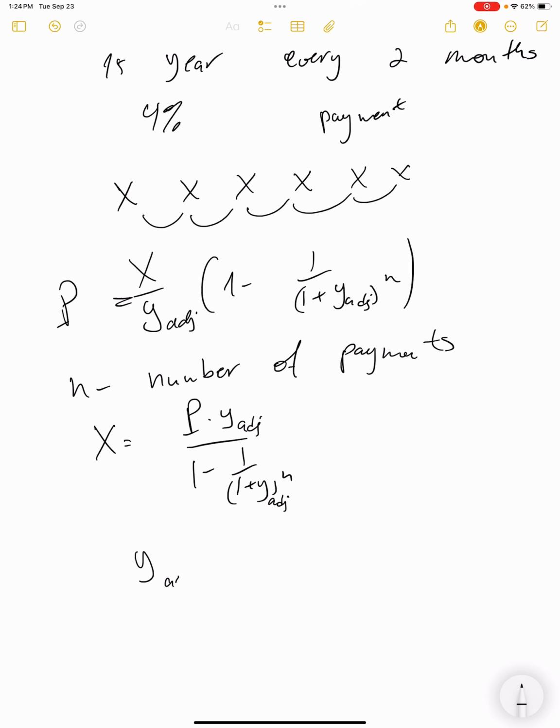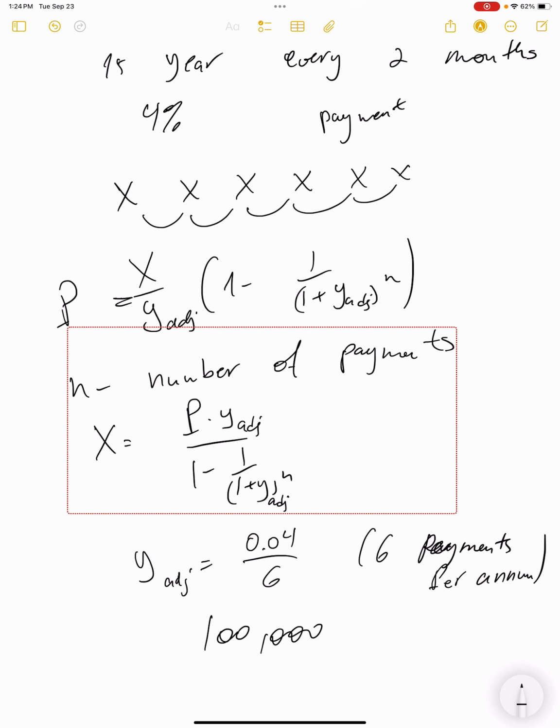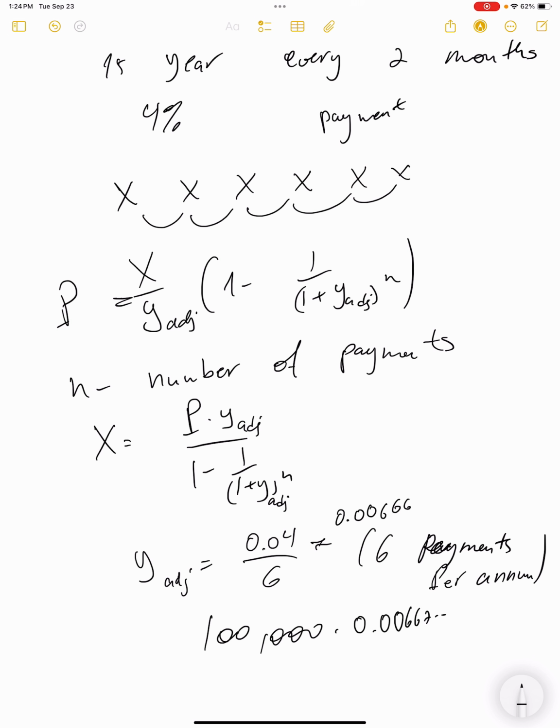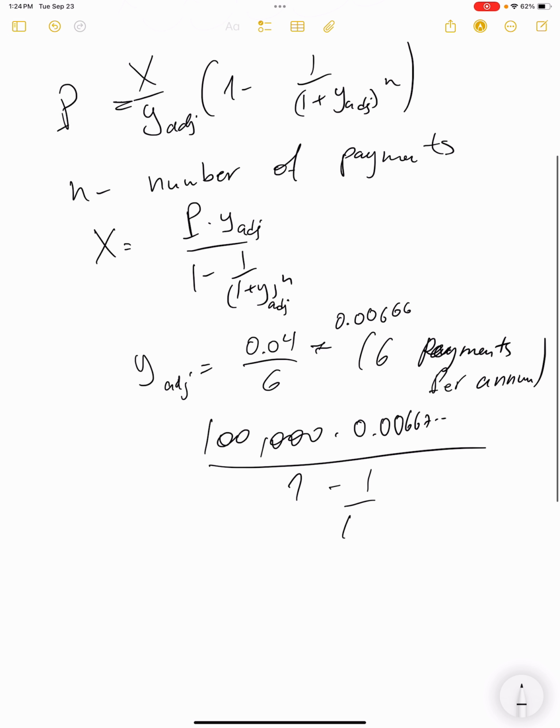To find the Y adjusted, you just take your 0.04 and divide by 6. Why? Because you have 6 payments per annum. And now you just need to substitute. So you have 100,000, and your Y adjusted in this case is going to be about 0.00667. You multiply by 0.00667, and you divide by 1 minus 1 divided by 1 plus 0.00667 to the power of 90.